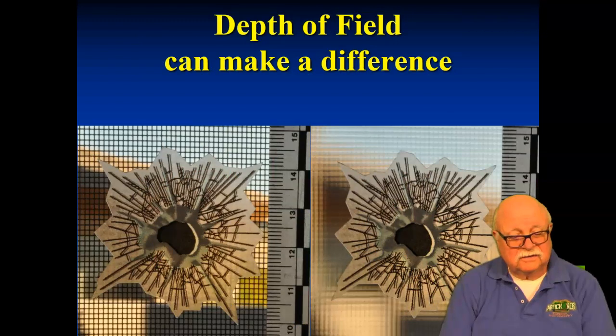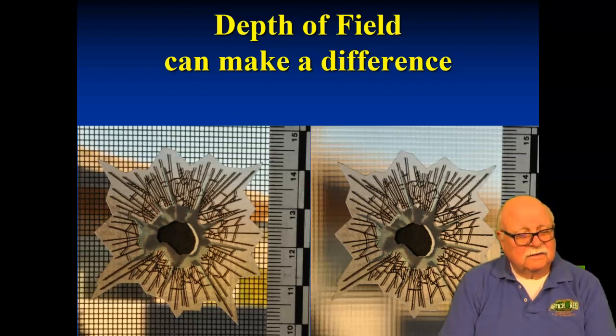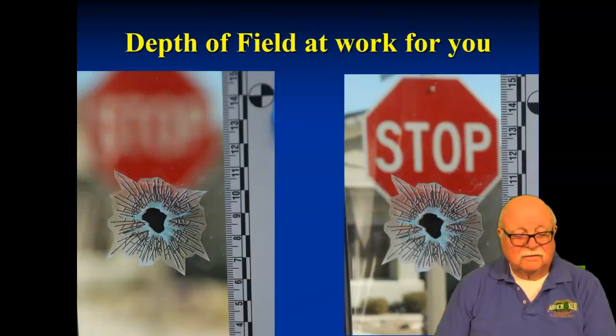This is a crime scene illustration showing how depth of field can be a real benefit for you. This is a fake bullet hole in a piece of glass at my home. I took this picture. The picture on the left, I took with a very long depth of field, and you can see that the screen in the background and the fake bullet hole are both in focus, and it's very hard to see the fracture marks in the glass because they compete with each other. And the picture on the right, I opened up the aperture and I separated the bullet hole from the background, and so the background is out of focus and the bullet hole is in focus.